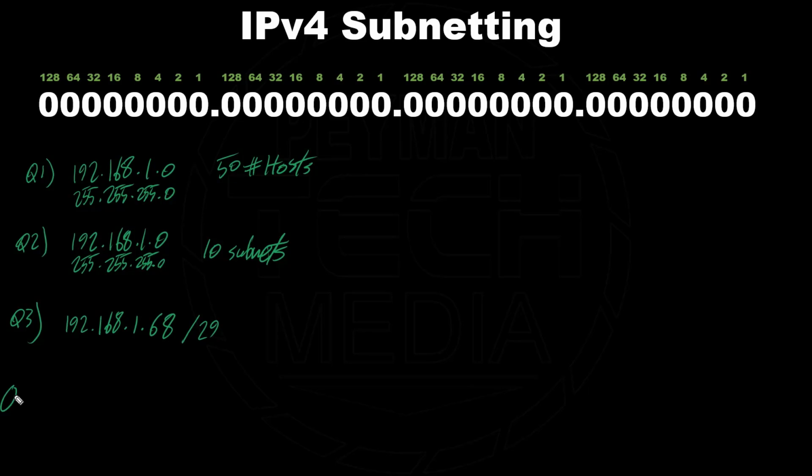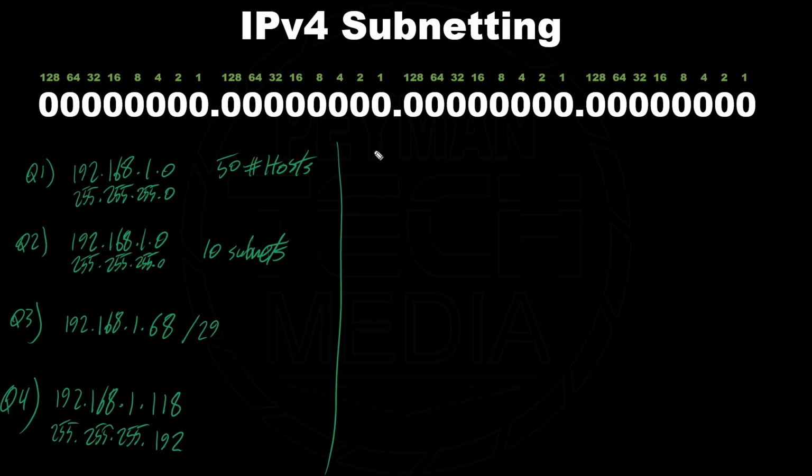And then another type of question, question number 4. They might give us IP address 192.168.1.118, let's say, and a subnet mask of 255.255.255.192. And they might say this IP address belongs to what network. So these are different types of questions that you might see. For this example, I just used a class C network, and in the future we will go over class B and class A IPv4 subnetting.